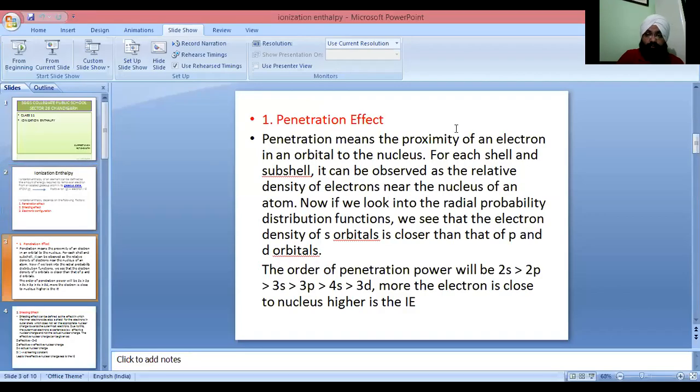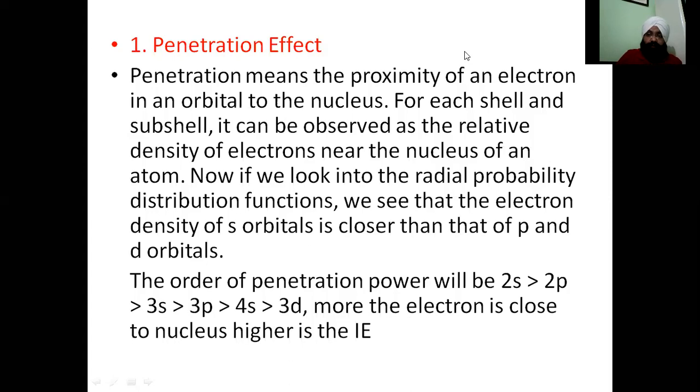So first is the penetration effect. Penetration, as I already explained, is the proximity of an electron in an orbital to the nucleus. So how close is the electron to the nucleus? It depends on which kind of subshell it is in. For each shell, there are subshells. It can be observed in the relative density of the electron near the nucleus of an atom.